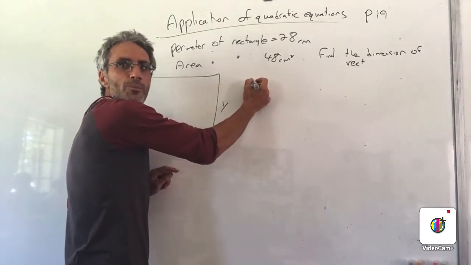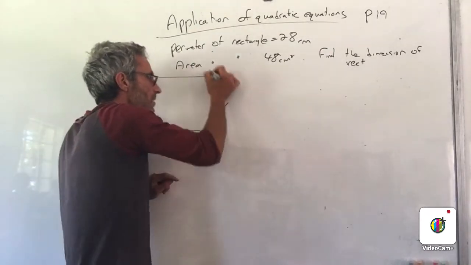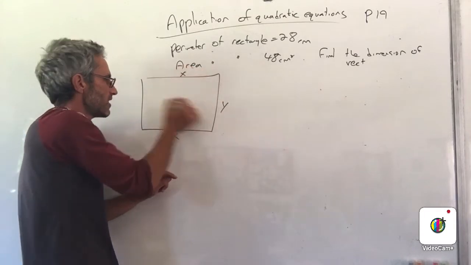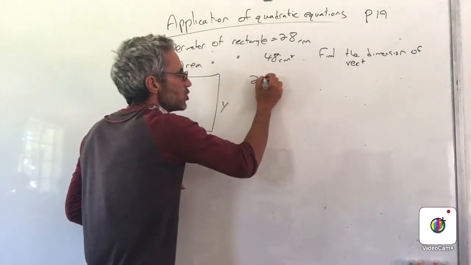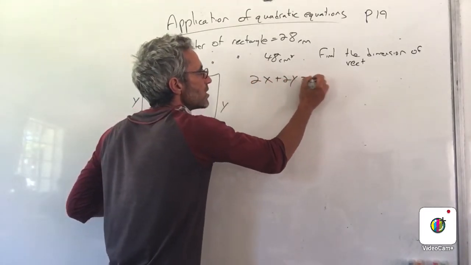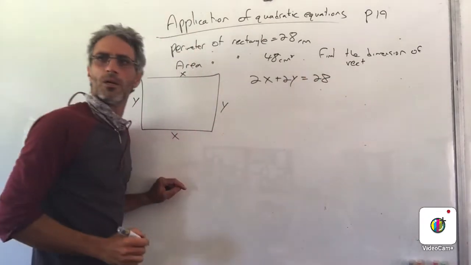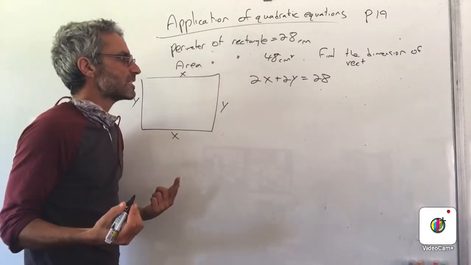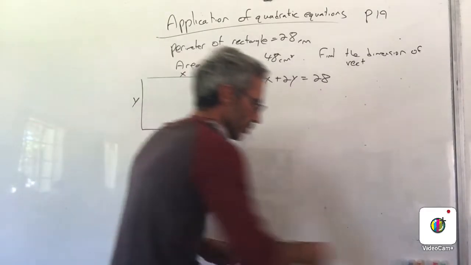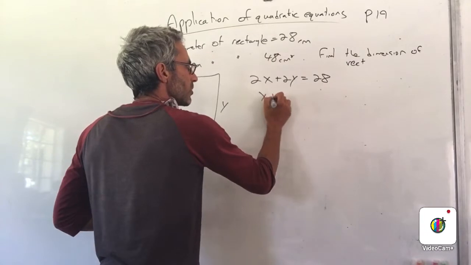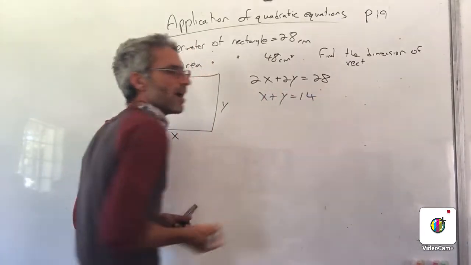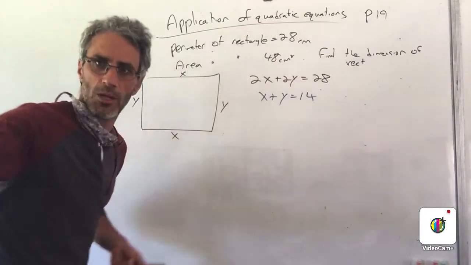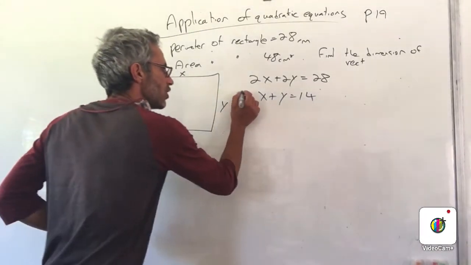Perimeter is all around it. So in the perimeter, how many x's do I have? 2. I've got an x there and I've got a y there. So we're going to write 2x plus 2y equals 28. Can you see that? Now, immediate simplification, let's write it in blue: x plus y equals 14. I just divided it by 2. So far, so good? So that's my first equation.